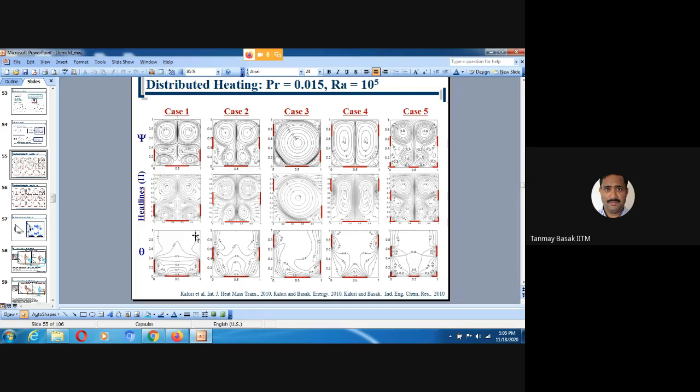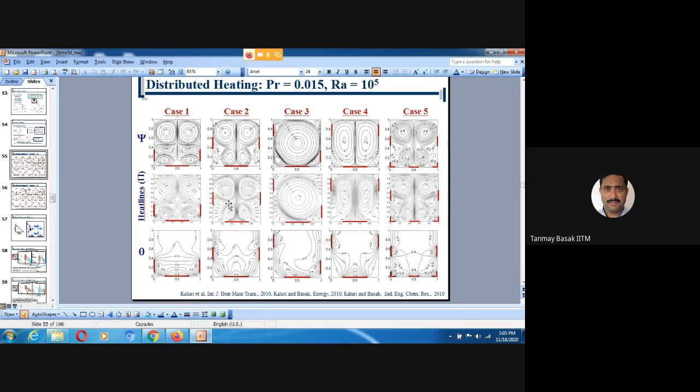And if you want to see how heat is being distributed, you can see the heat line trajectory. Heat is being distributed here, heat is being distributed here, and some portion of the heat is going there, but very little amount of heat actually goes there. Only the cold fluid will keep circulating, and that will keep the fluid cold.